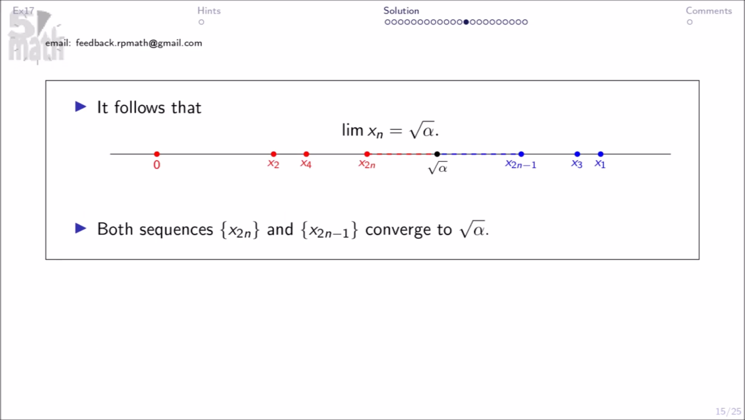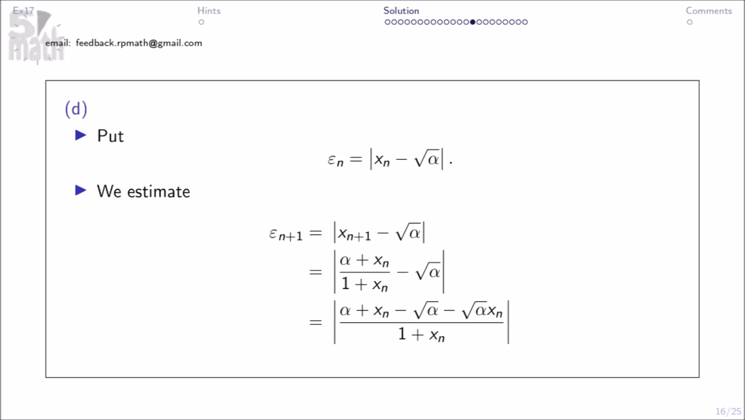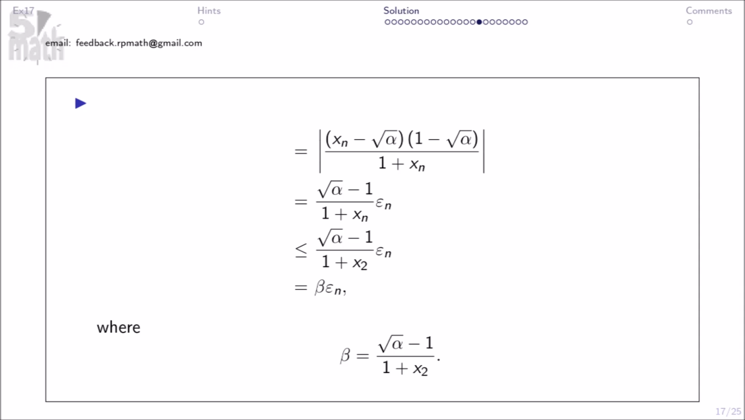It follows that limit xn equals square root alpha. Both sequences, x2n and x2n minus 1, converge to square root alpha. D. Put epsilon n equals absolute value xn minus square root alpha. We estimate this, and we continue, where beta equals square root alpha minus 1 all over 1 plus x2.